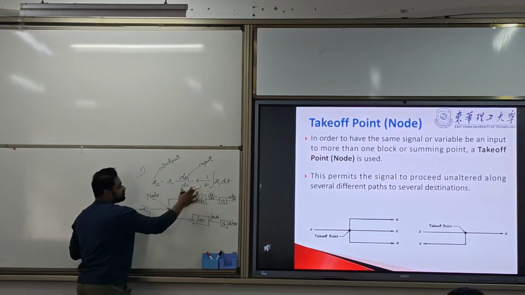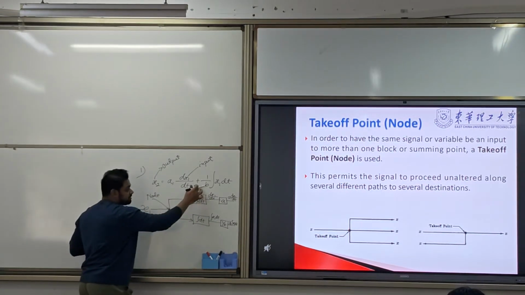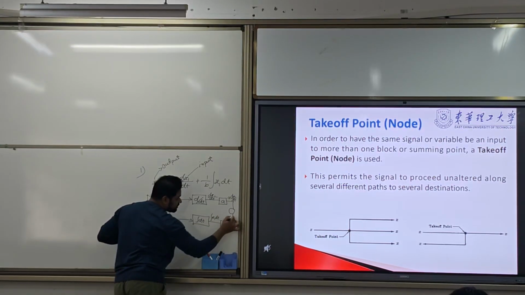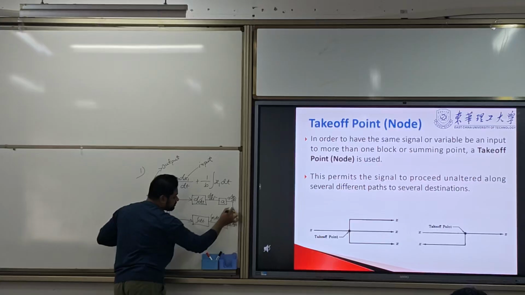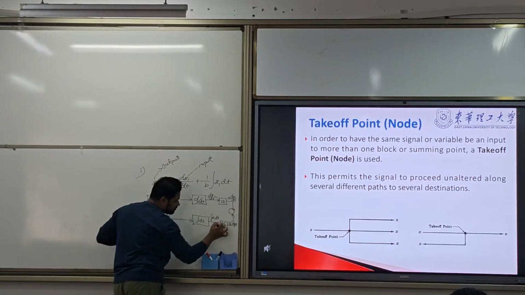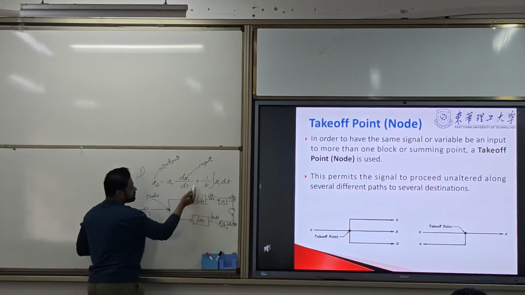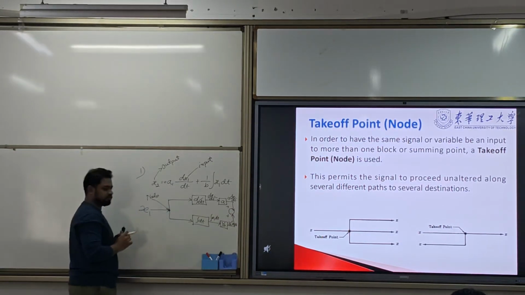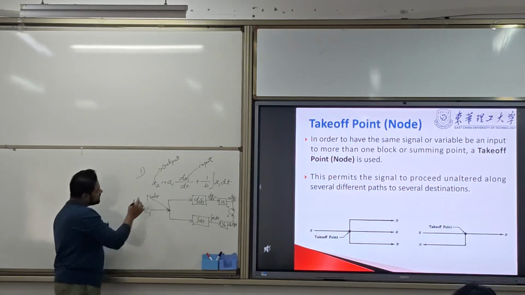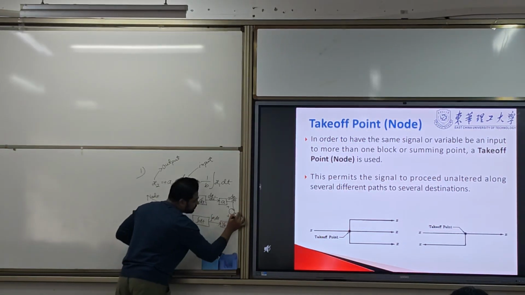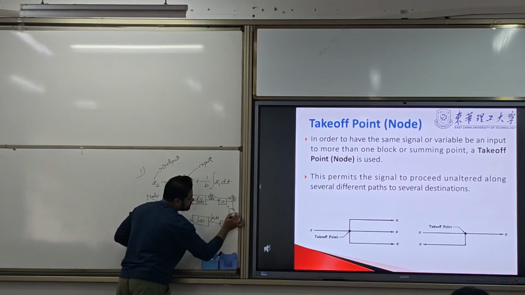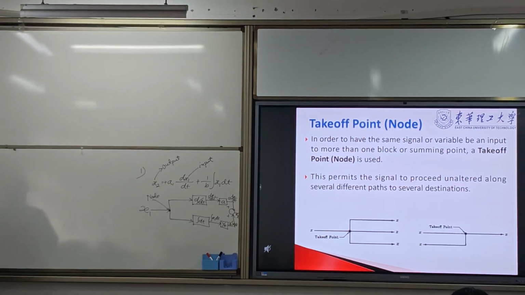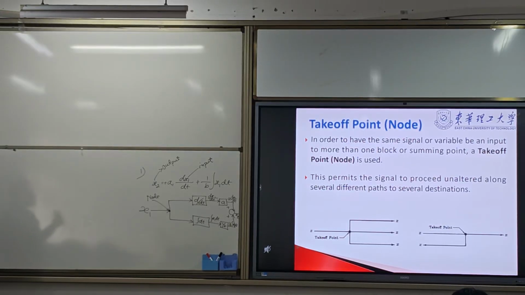Now these two are added, so we will have a summing point here. We must define the direction: we have a positive sign here and a positive sign here. Then the final output is x2. So this is the graphical representation of this equation.